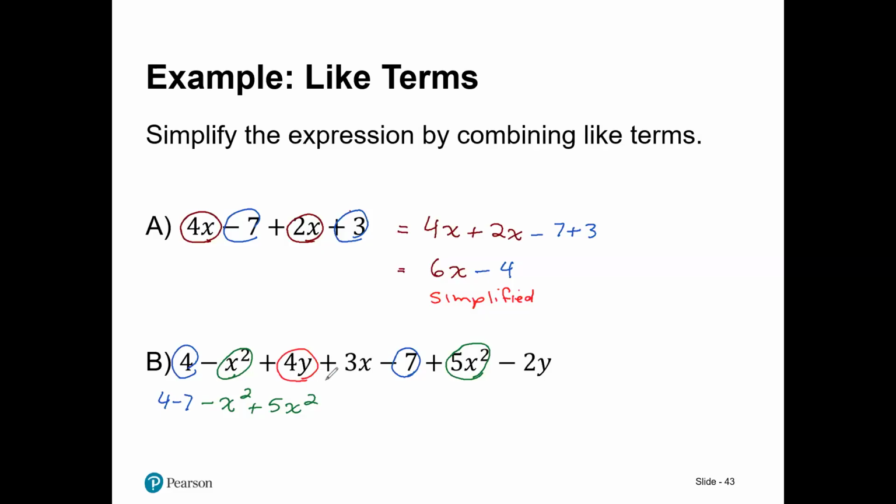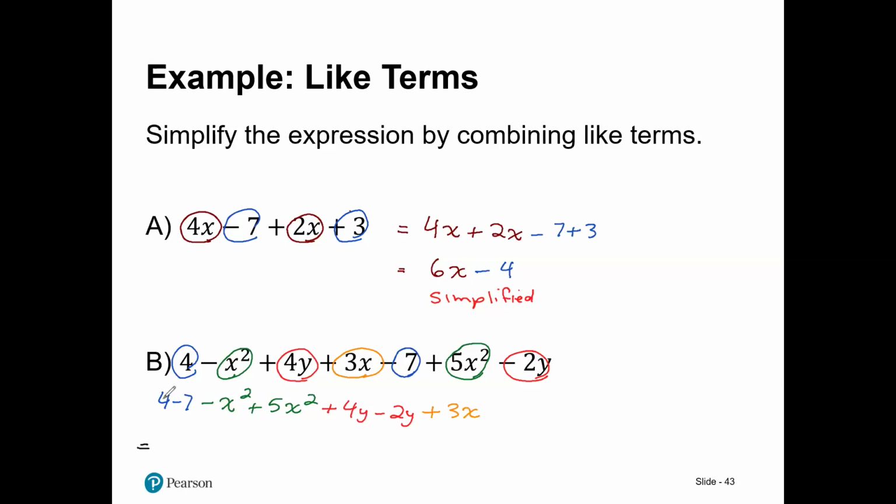Next, we have 4y. Do I have another term with just y? I do, right here, the -2y. So plus 4y minus 2y. And then the last one, I'll do this in orange. We have a 3x. This one is by itself. It doesn't have another like term, which is fine. It just stays 3x. Sometimes things do not have a like term.